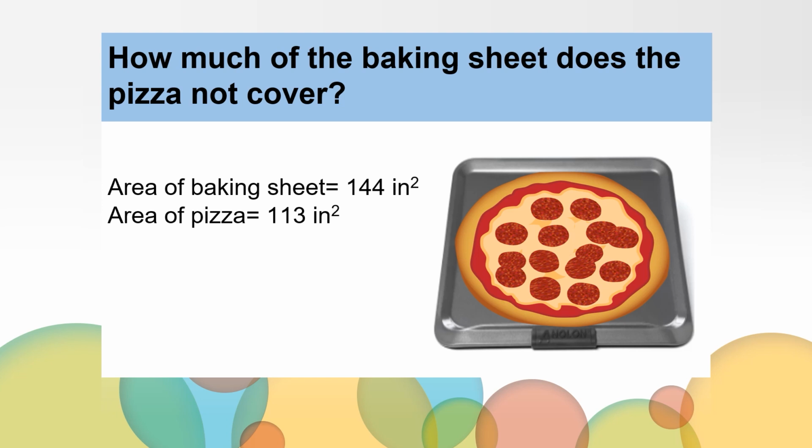The square baking sheet is 144 square inches, and the pizza covers 113 of those square inches. That means that 31 square inches must not be covered by the pizza. We can prove this by subtracting the area of the pizza from the area of the square baking sheet. That will leave us with how much of the baking sheet is not covered by Carlos's pizza.